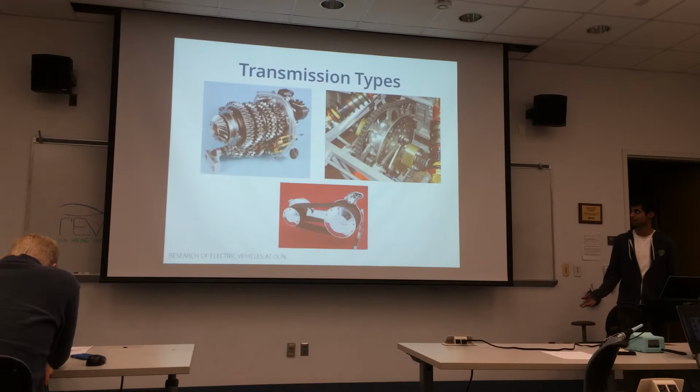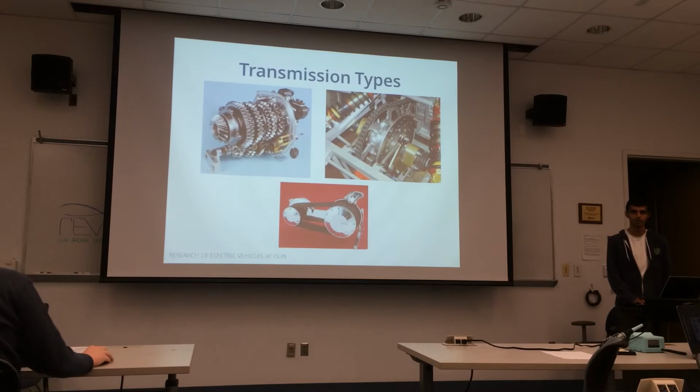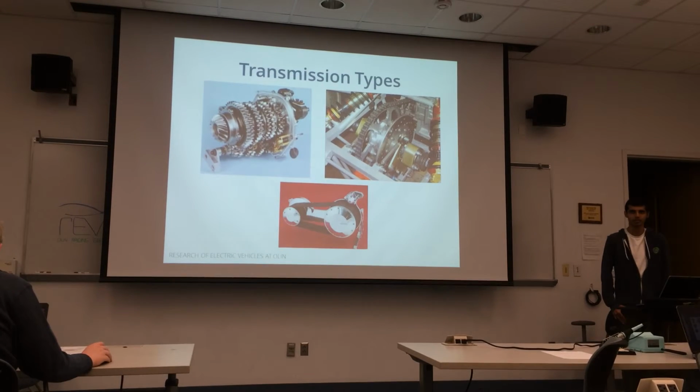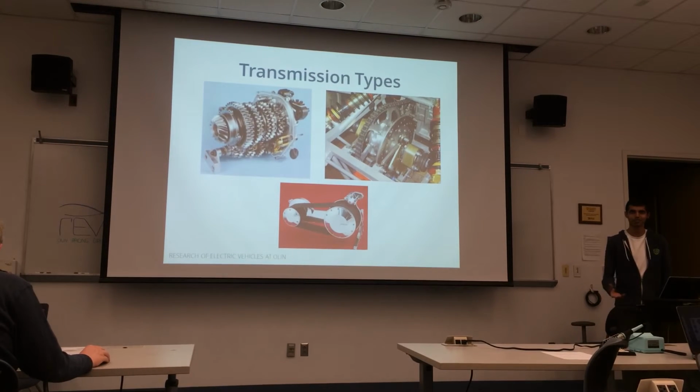There's a few different types of transmission, which is what we're considering now for our new car. There's some fancy gears on the top left, chain on the top right, and belt on the bottom. And there are various advantages and disadvantages. When you're working with gears, for example, they tend to be a lot heavier just because you're working with these big solid pieces of steel.